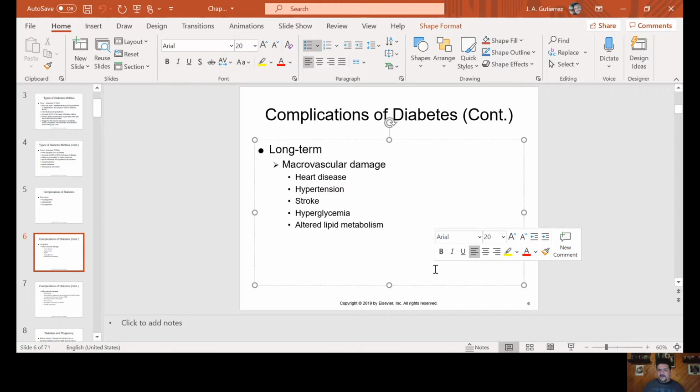So that means that the cell is going to have way too much sugar inside. Too much that it's not going to use it all. So what happens when you don't use something? You put it in storage. The first storage for glucose that's not being used is glycogen, and it goes in the liver.